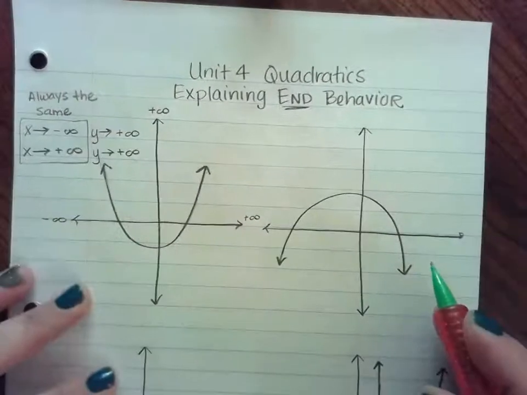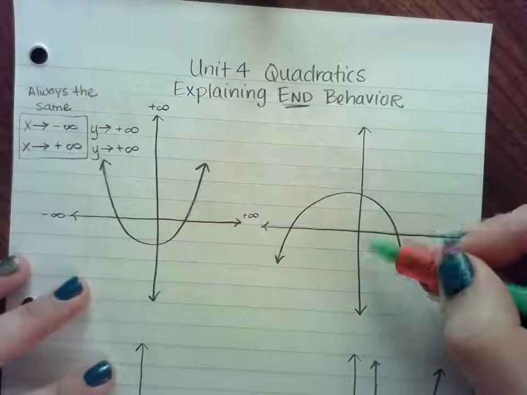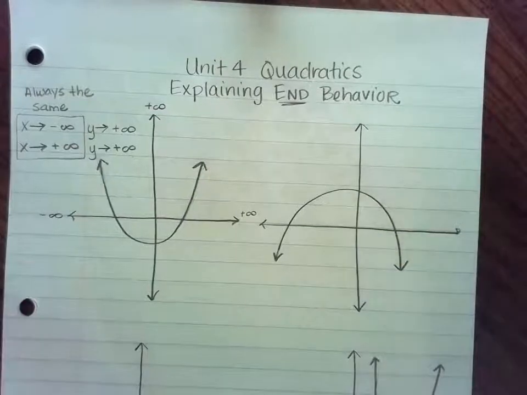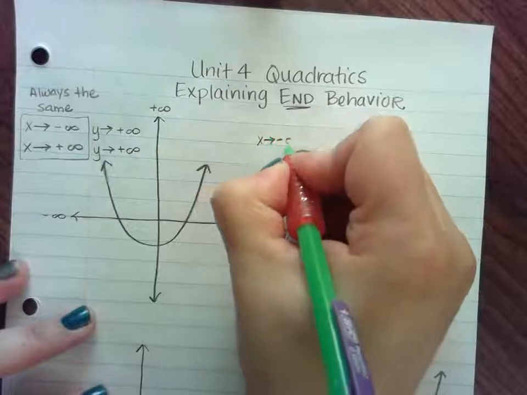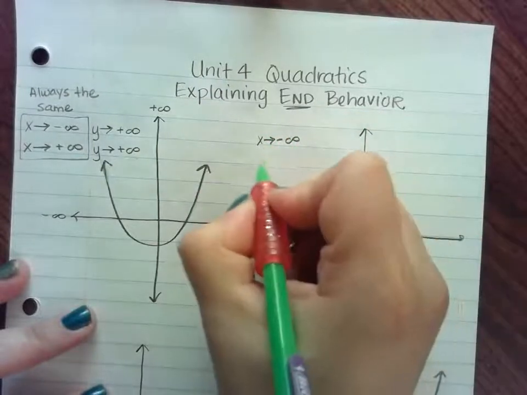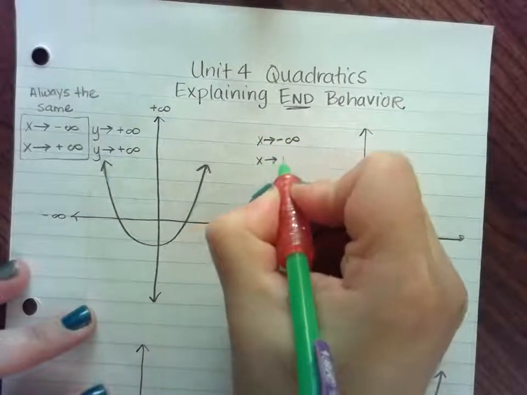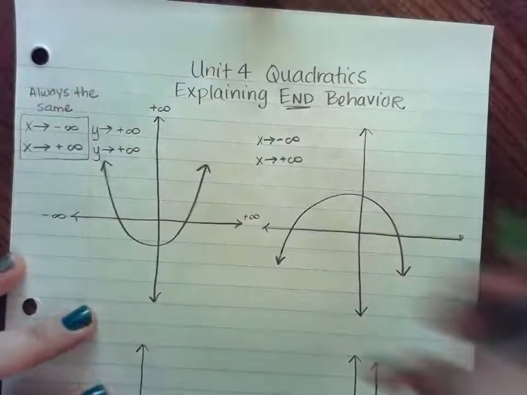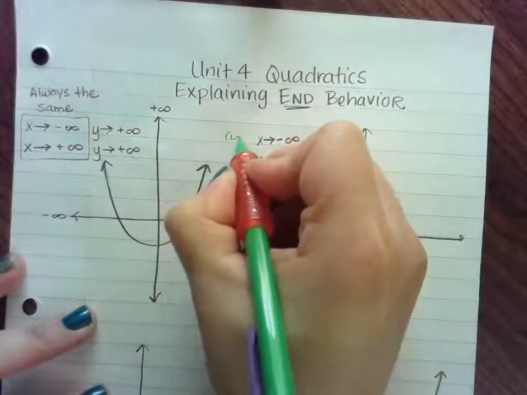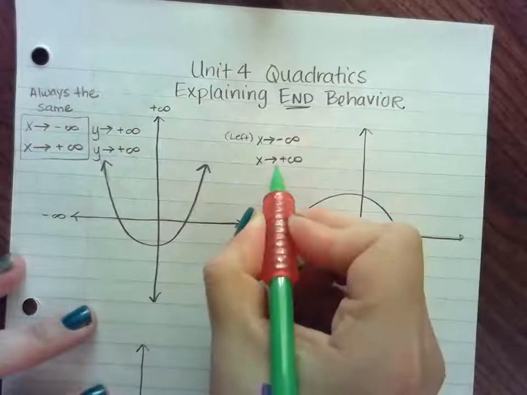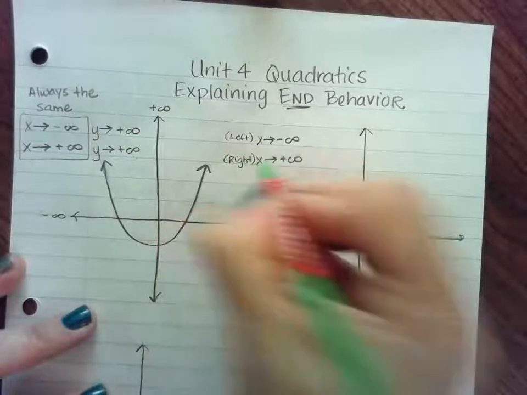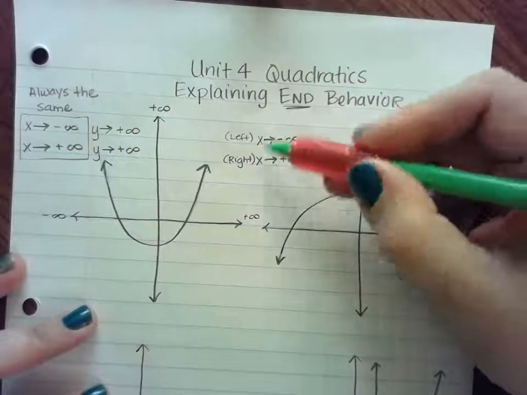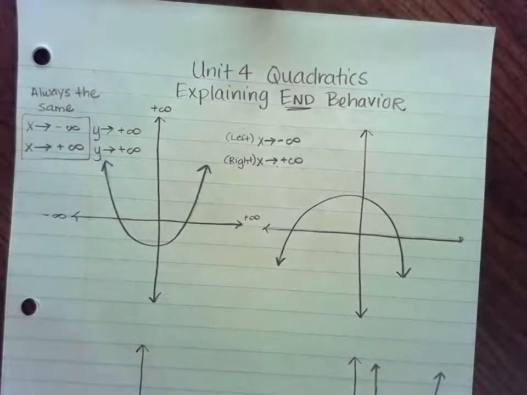Now, for the second example, we've got a face down parabola. When you write your end behavior, we start out with the same thing as before: x goes to negative infinity, x goes to positive infinity. This means what's going on on the left-hand side, and this means what's going on on the right-hand side. That's all that means. It's just mathematical symbols saying left and right.